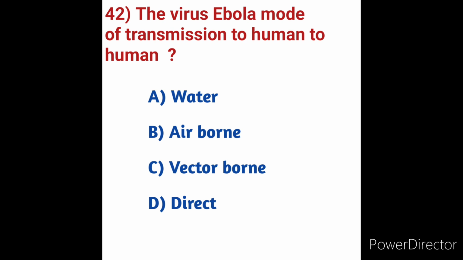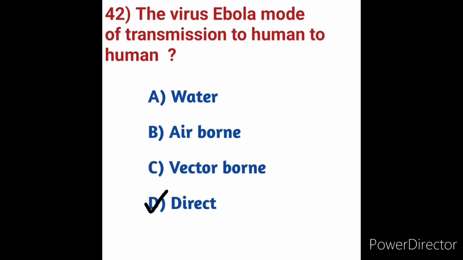Ebola is spread by direct contact with blood or other body fluids such as vomit, diarrhea, urine, breast milk, sweat, semen. These are the blood or other body fluids of an infected person who has symptoms of Ebola or who has recently died from Ebola. So here the Ebola virus mode of transmission to humans is direct transmission. So option D is the correct answer. The Ebola virus mode of transmission is human to human through the direct method.